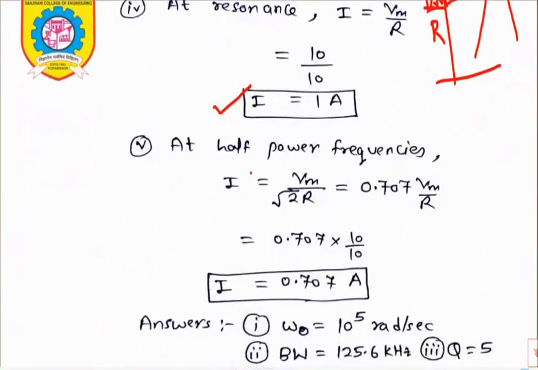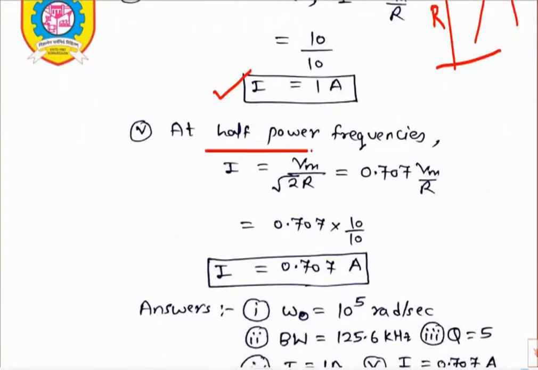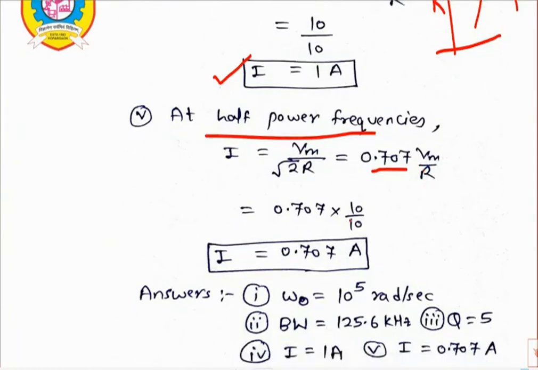Also, we have to determine the current at half power frequencies. And at half power frequency, current value is 0.707 Vm by R. So 0.707 into 10 by 10, that means 0.707 ampere. So this is the current value at half power frequencies.